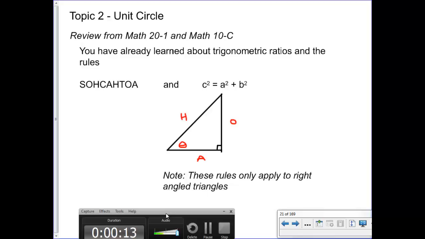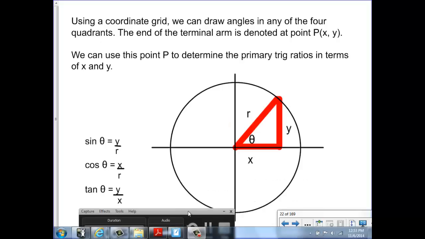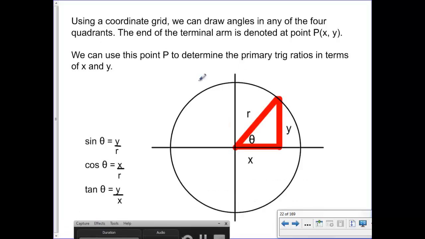Two of the things you should have learned in the past are the term SOHCAHTOA and c squared equals a squared plus b squared. Those are still true. That doesn't change anything because we're working in radians. But the rule you need to know is that they apply only to right angle triangles, and we're going to try to make right angle triangles wherever we possibly can. For example, on a circle like this, do you see how I've made a right angle triangle right here?